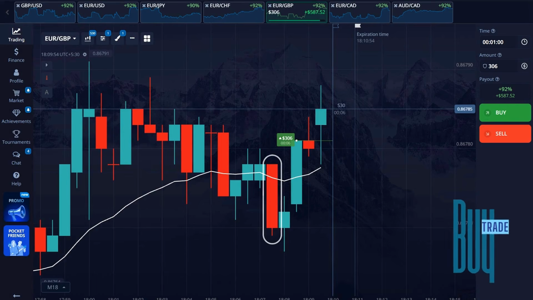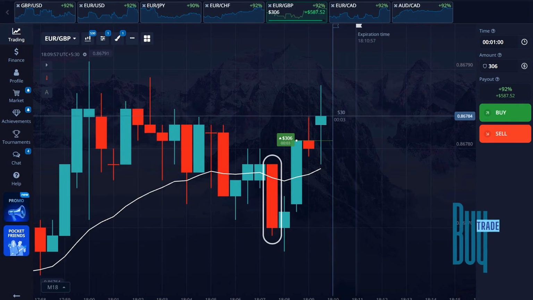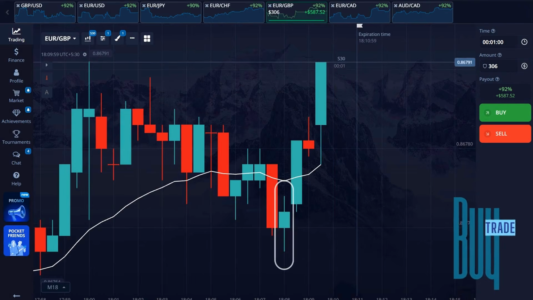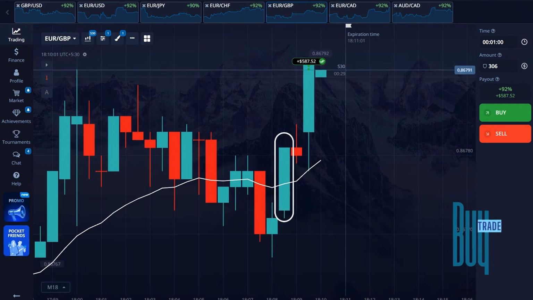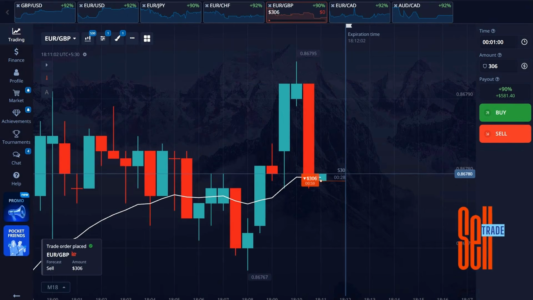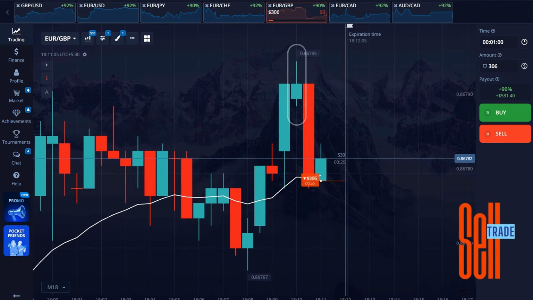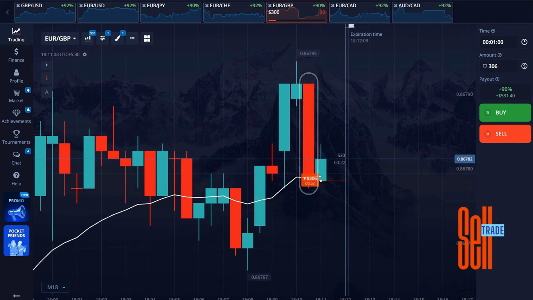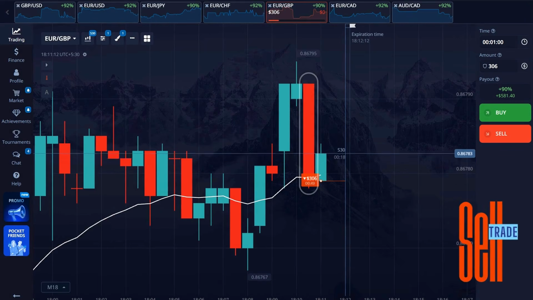For buy setup, first candle, strong red closing near the low. Second, small doji. Third, strong green closing above candle 2's high. For sell setup, first, strong green near the high. Second, small indecision. Third, strong red closing below candle 2's low.